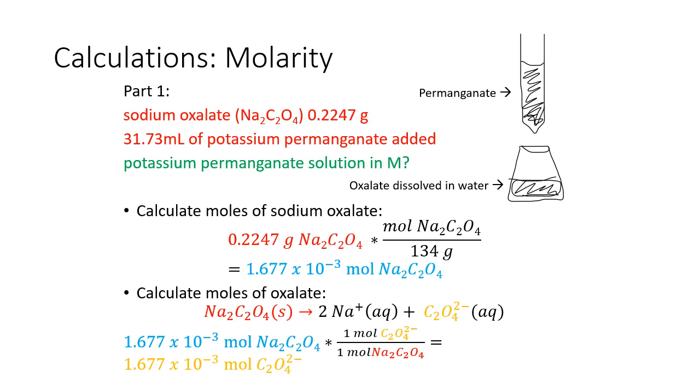If we do the math, we can write it out. It's the same thing, 1.677 times 10 to the negative third moles of oxalate. So now we did our titration. The number of moles of permanganate would be equal to the moles of oxalate at that end point. So that's what we're going to do in the next slide, the stoichiometry.